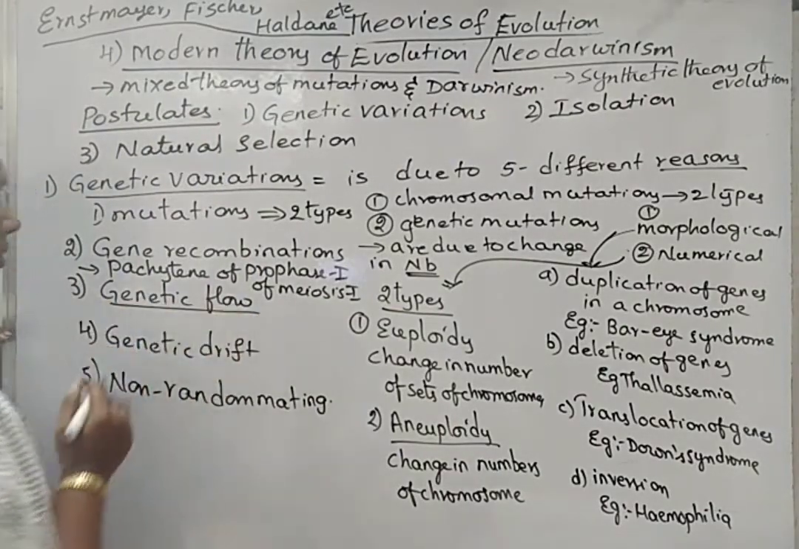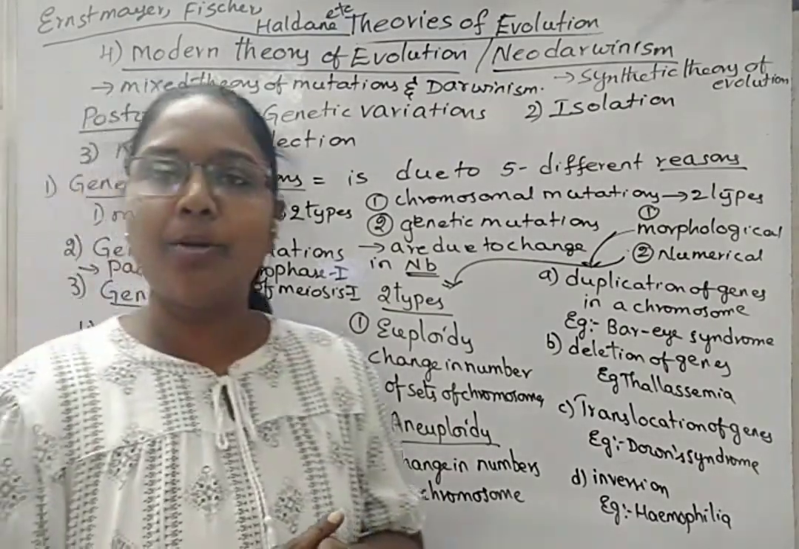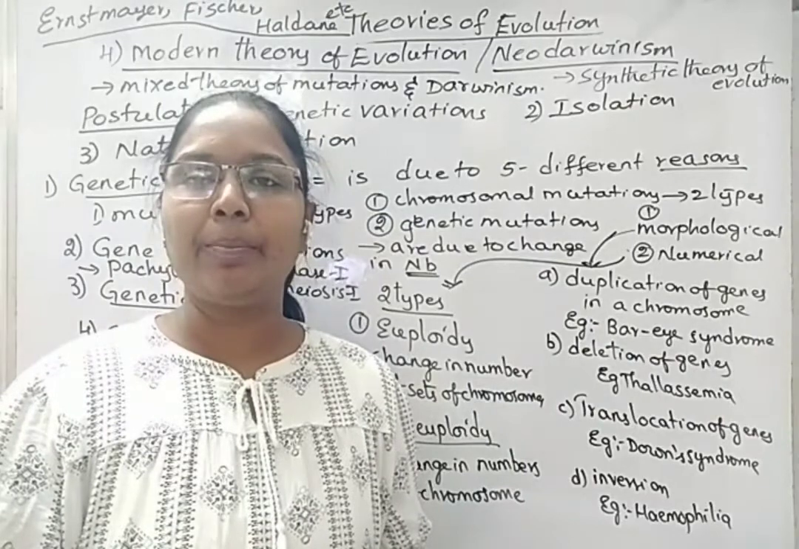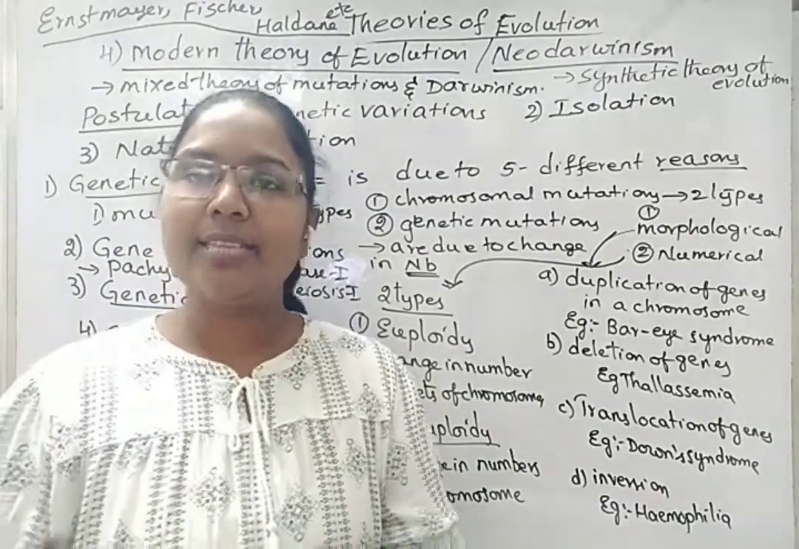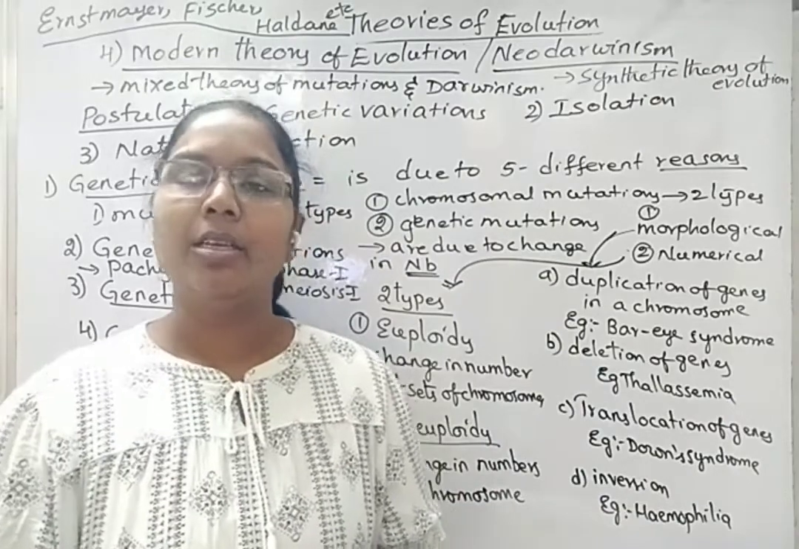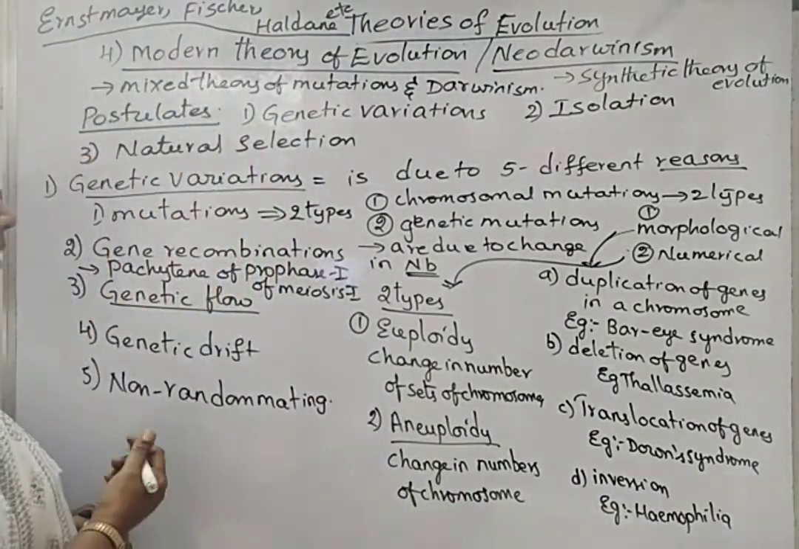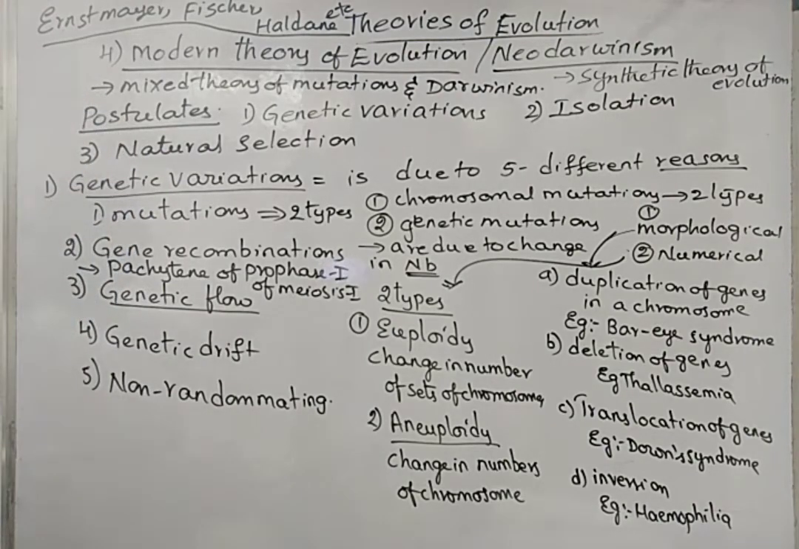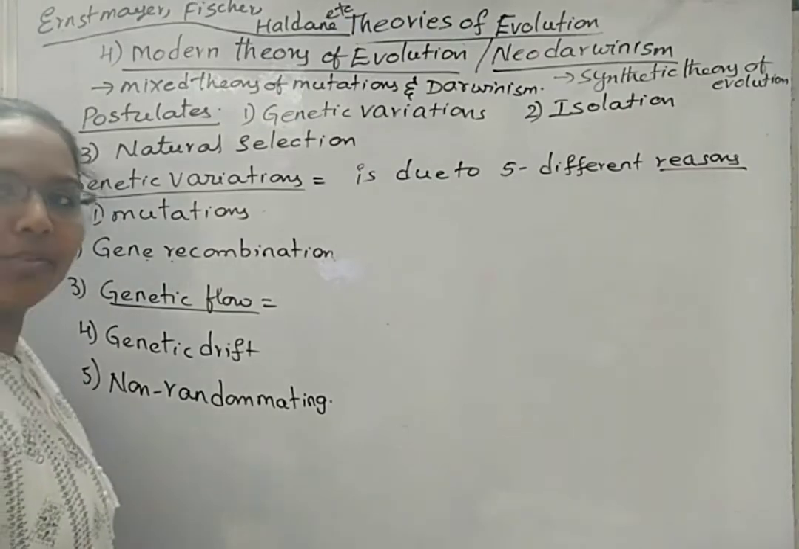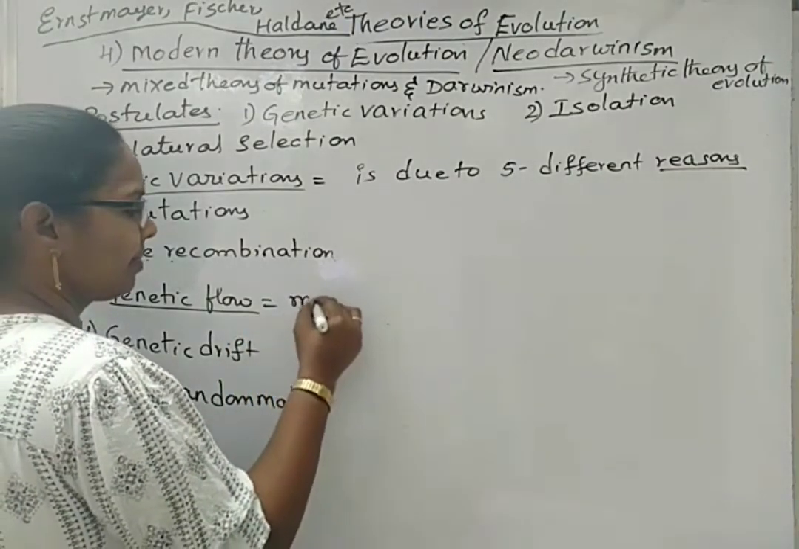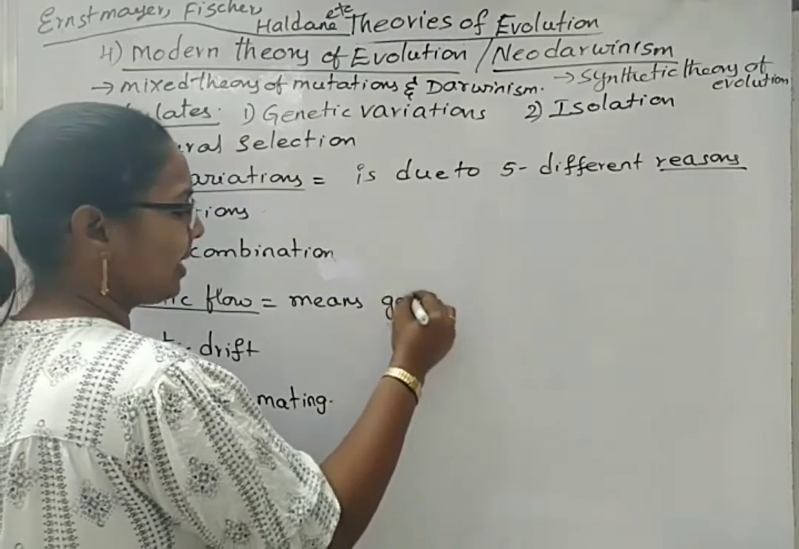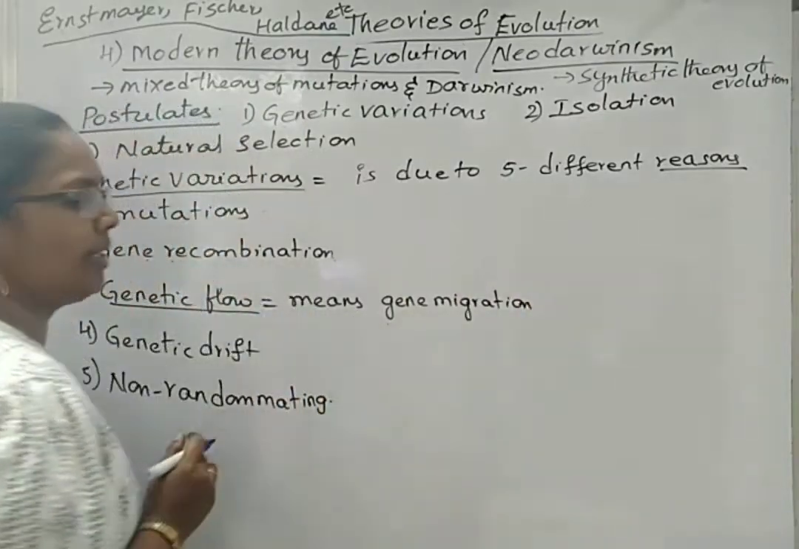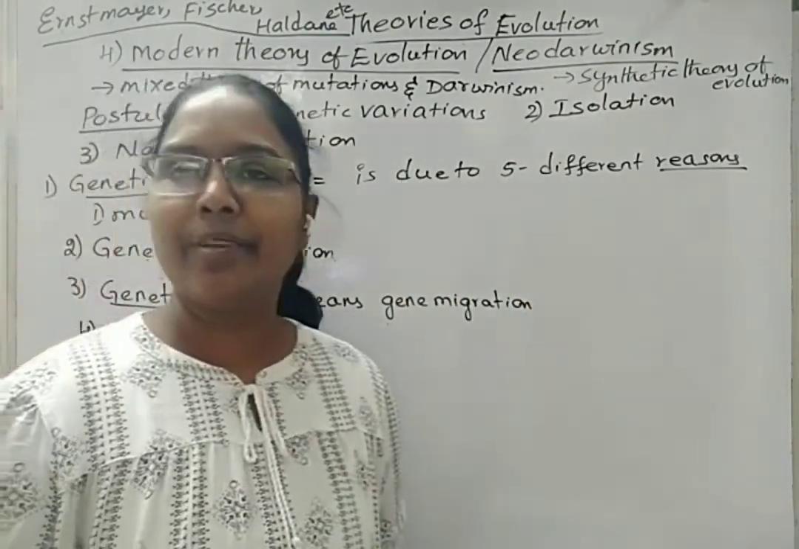Next, about genetic flow. Genetic flow explains to us about the migration of the organisms. When an organism is migrated from one place to another place, obviously the genes inside it are also considered to be migrated. So this is of two types, that is immigration and emigration of genes. Genetic flow means gene migration. What does it mean, gene migration? Are genes getting migrated from one place to another place?